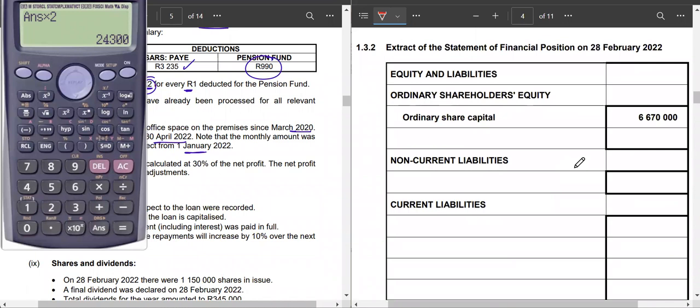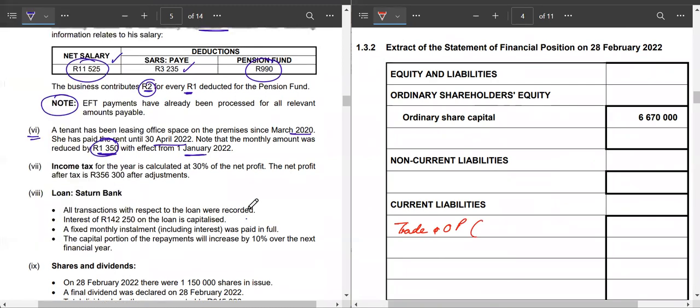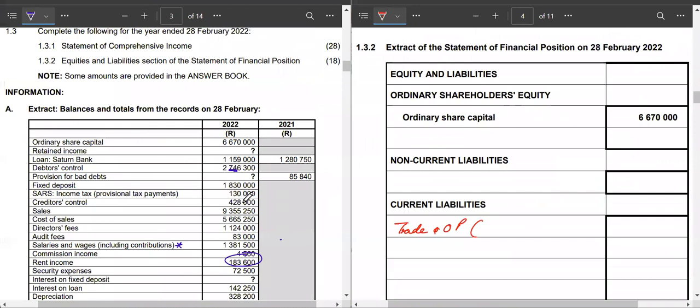The moment I receive income in advance, I have to remember that that becomes a payable. So I'll come now to my current liabilities and to trade and other payables, and I'll open my bracket. How much was my trade creditors? Here's my creditors control, 428,000. I have income that I've received in advance, and that income is 24,300. That is how I would have done it.